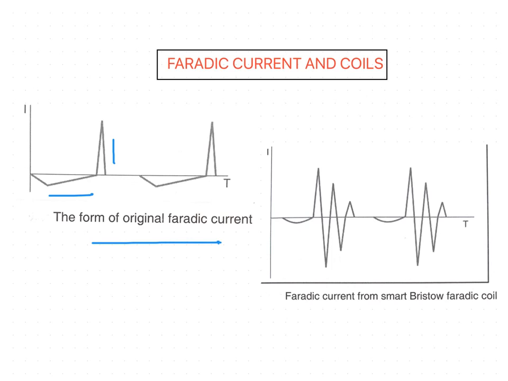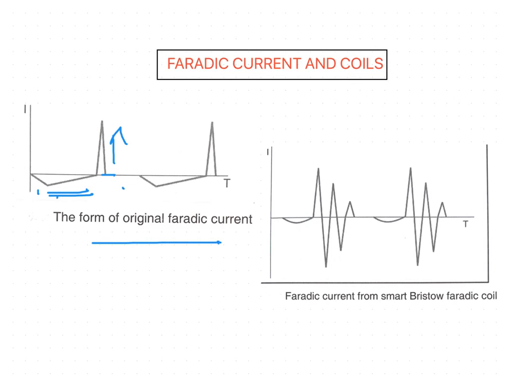The first one is low intensity, long duration, and the second one is high intensity and short duration. The frequency was approximately 50 cycles per second, and the duration of the second phase about 1 millisecond. This is the graph you can find here. This is the form of the original Faradic current.